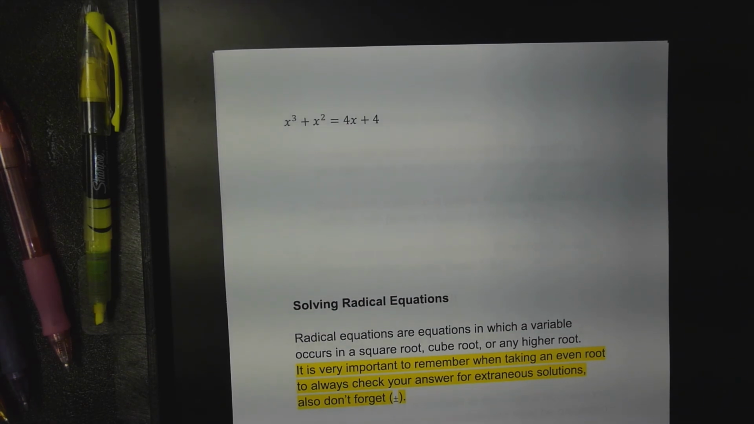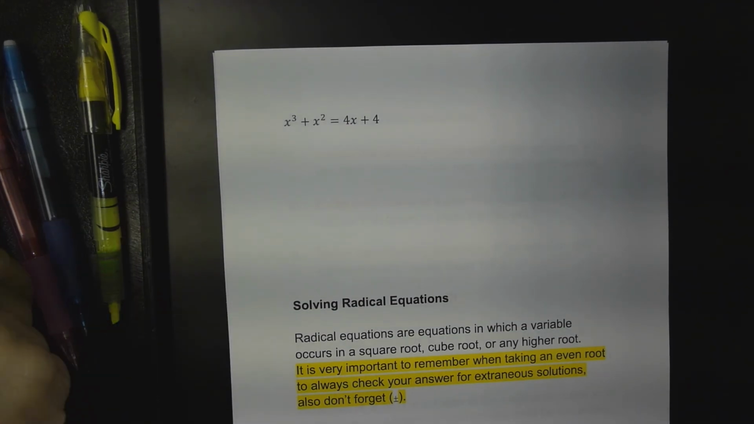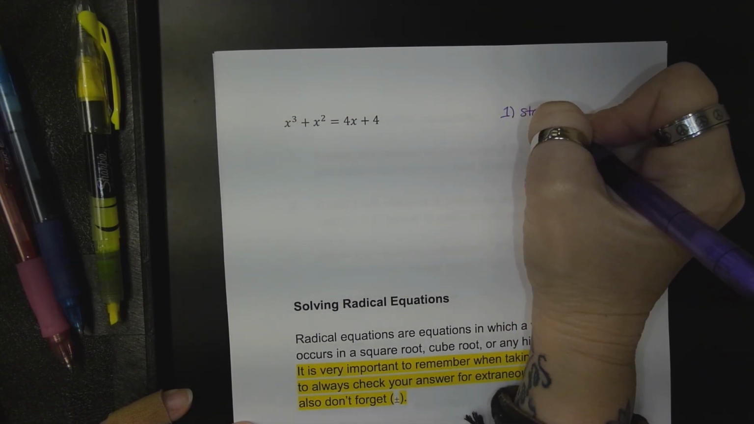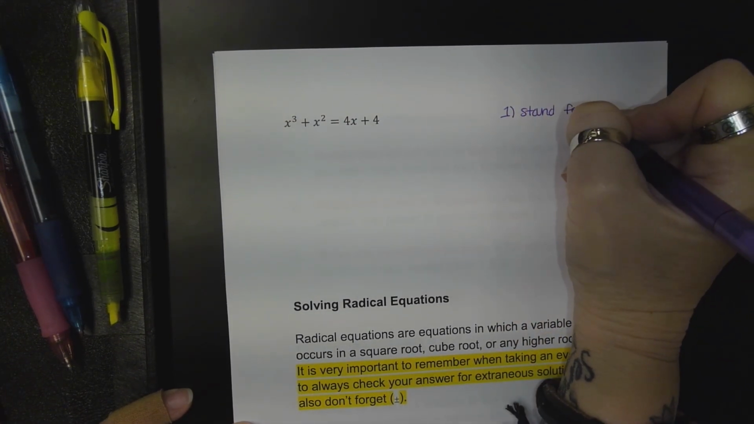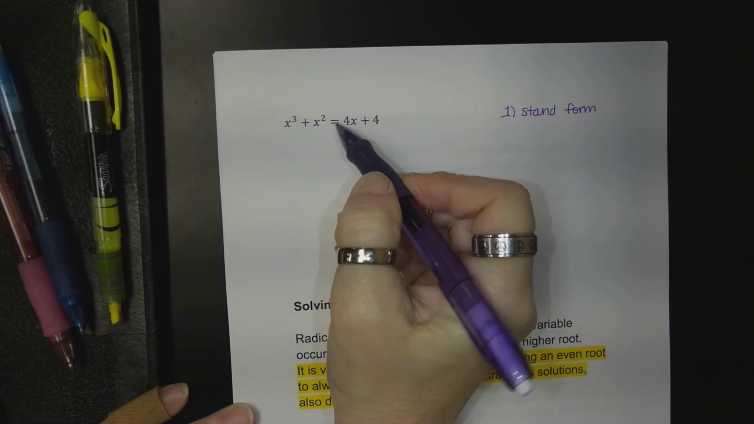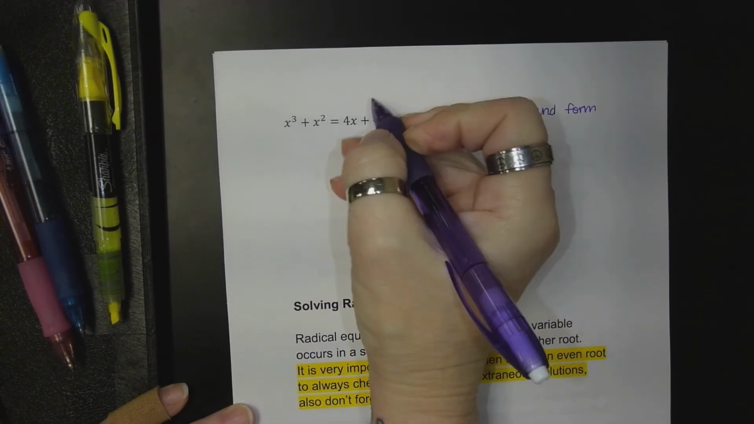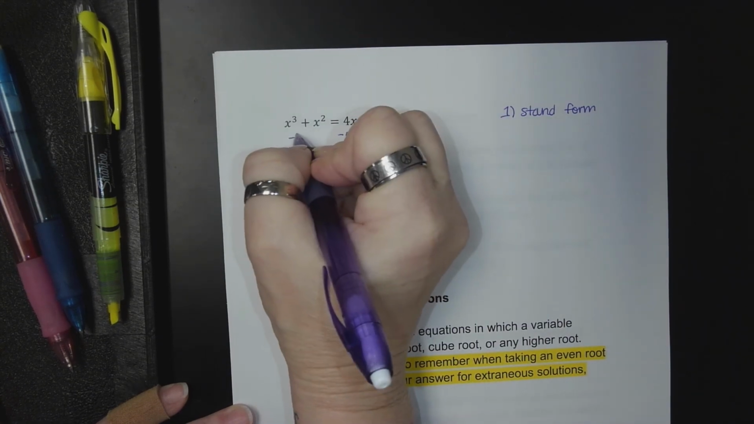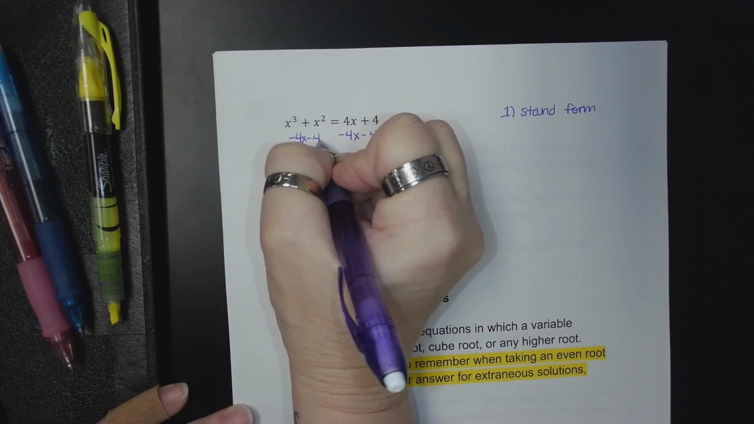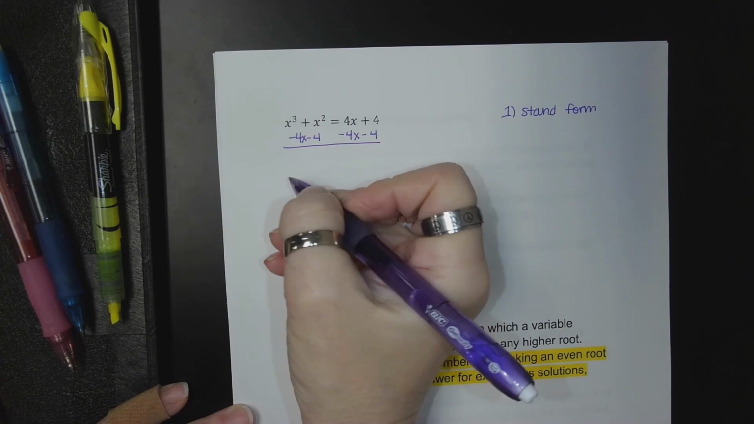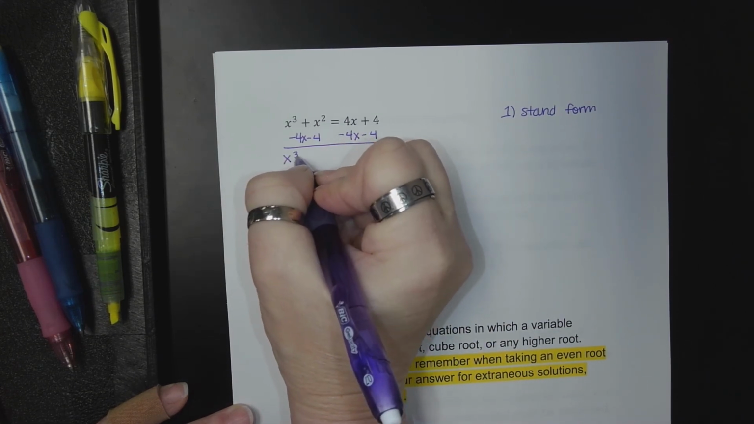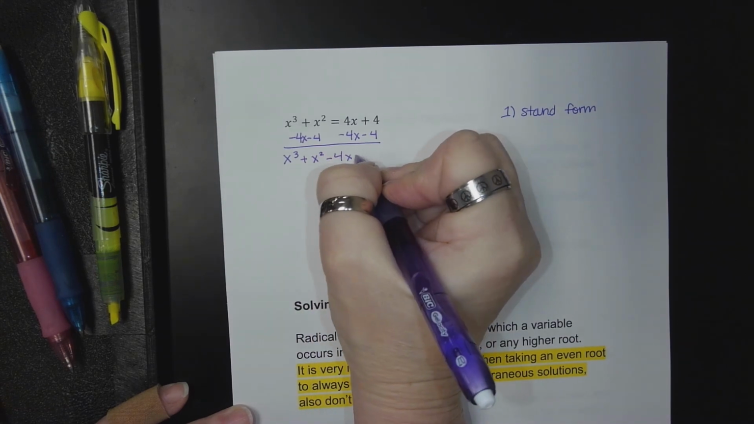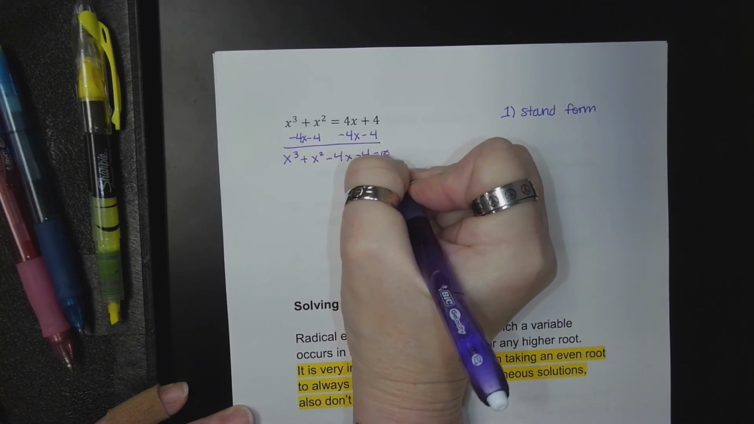Once again, we need to write this one in standard form, so let's start with that. So we'll want to move these over, so we'll have a 0 on this side. So let's subtract 4x and subtract 4. What we do to one side, we always do to the other. This is going to give us a 0, so we're going to have x cubed plus x squared minus 4x minus 4 equals 0.